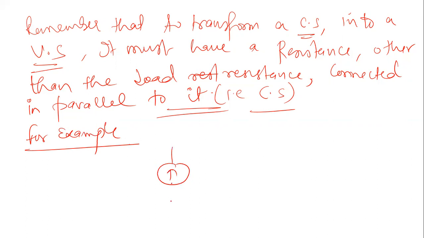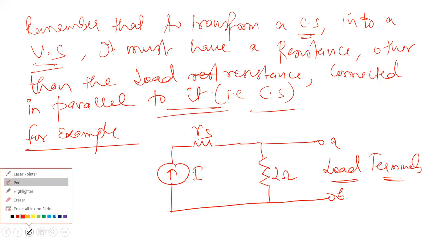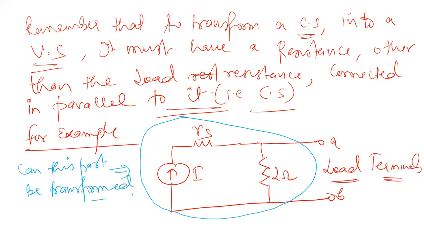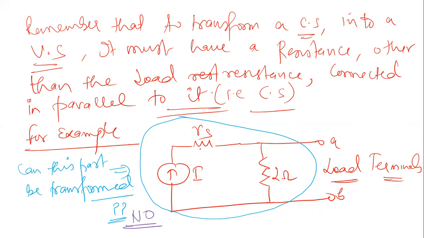there is a current source and a series resistance of some value, let us say Rs, and this is I, and then you have that 2 ohm resistance connected here, and then you have the load terminals. Okay, now my question is, can we transform this part? Can this part be transformed? The answer is no. Why? The reason being that you have a resistance which is in series with the current source.